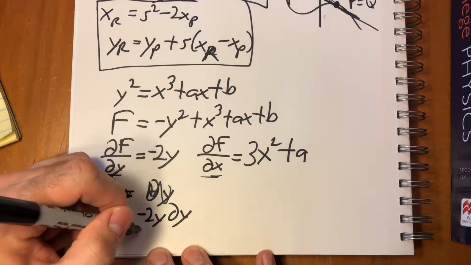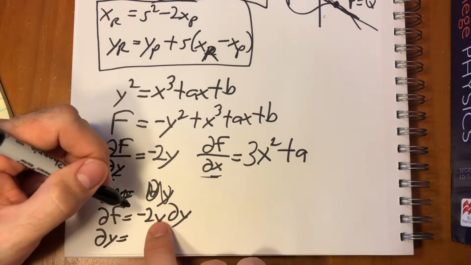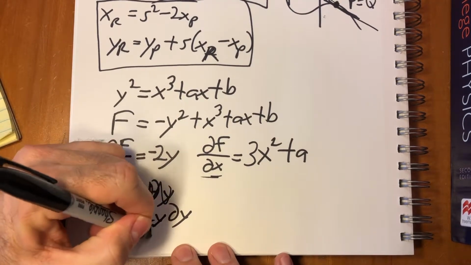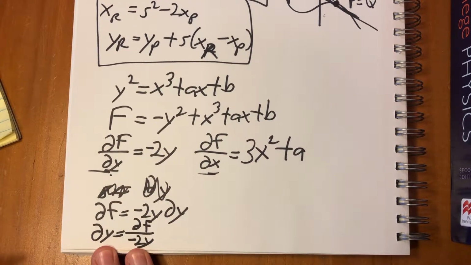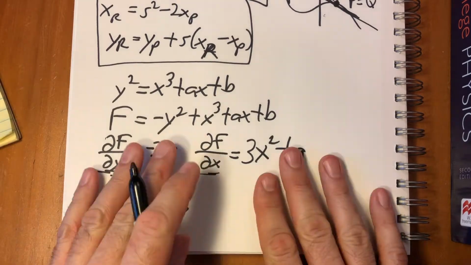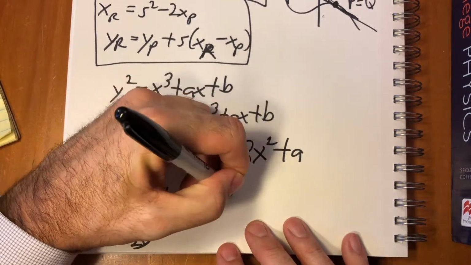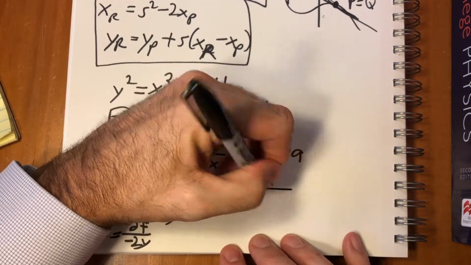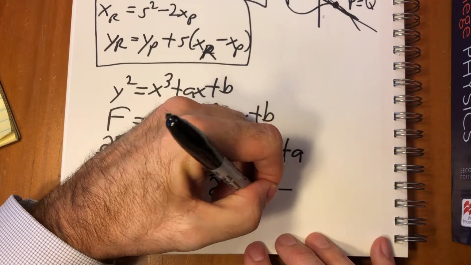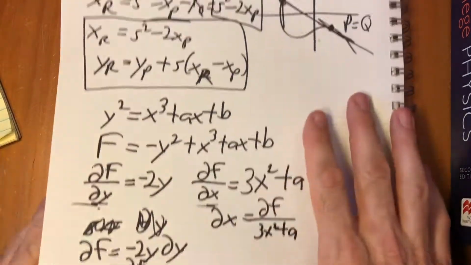And then divide this through, so we have dy equals df over minus 2y. That's the partial derivative with respect to y. Do the same thing here, just move this up, move that down, and we end up with dx equals df over 3x squared plus a. Now, let me switch one more page.